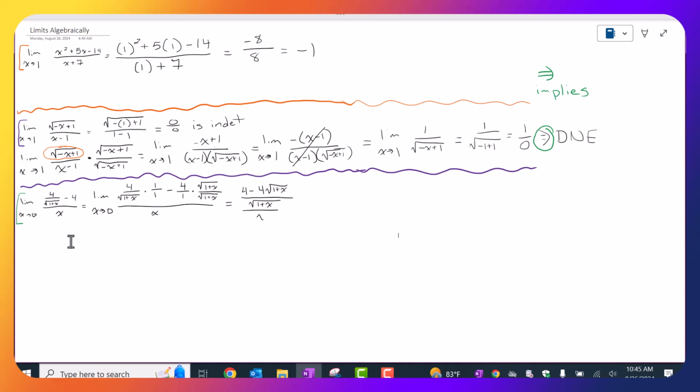And I made a mistake again. Hopefully you were yelling at me, saying, where's the limit? I did not write the limit. We have the limit as x approaches 0 of this function.